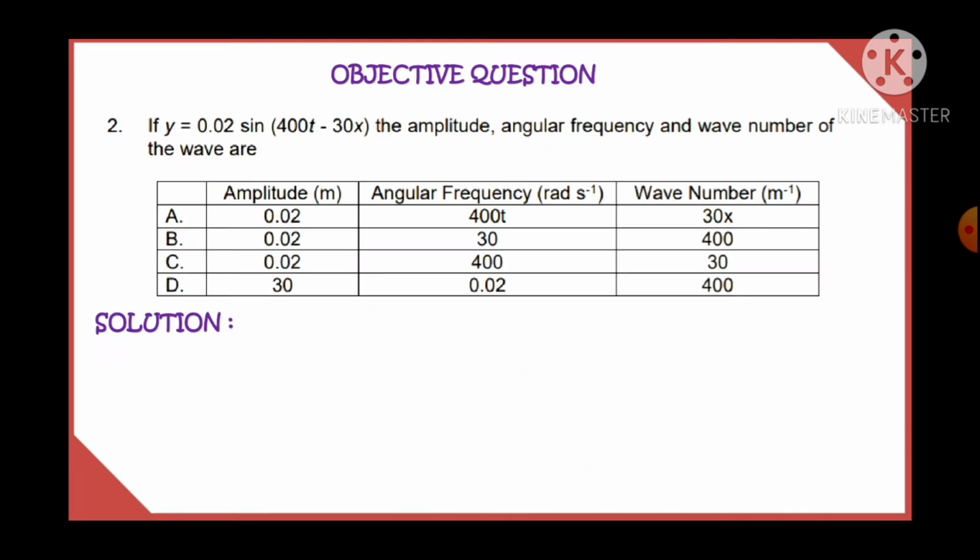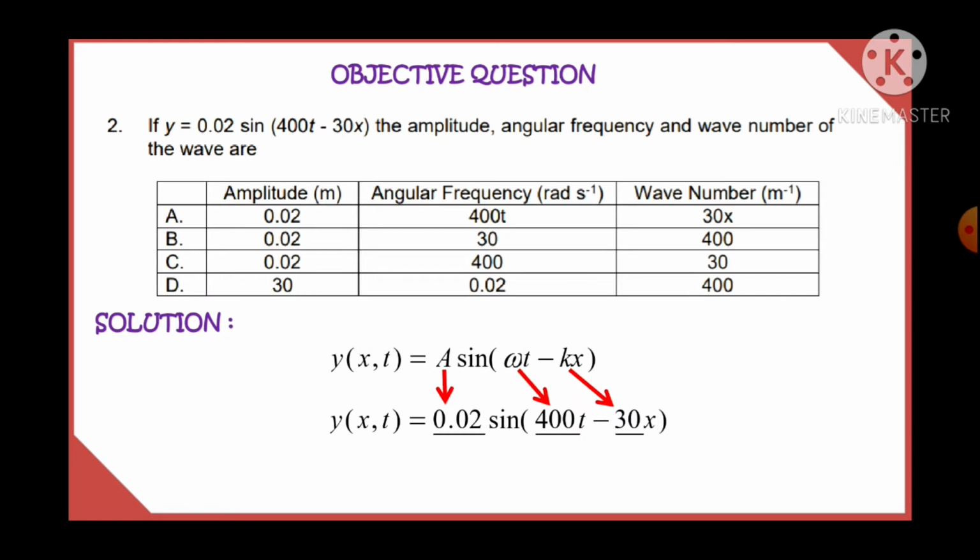Okay, for question number 2, if y is equal to 0.02 sine (400t minus 30x), the amplitude, angular frequency and wave number of the wave are... In this question, we need to know the application of the general equation for the progressive wave. So if you look at the solution, we compare the general equation for the progressive wave with the equation of wave given. From that, we get the amplitude, which is 0.02, the angular frequency, which is 400, and the wave number is 30. So the answer for this question is C.